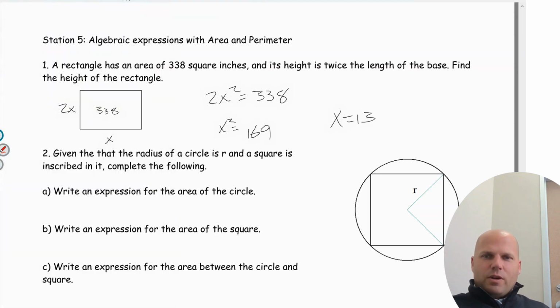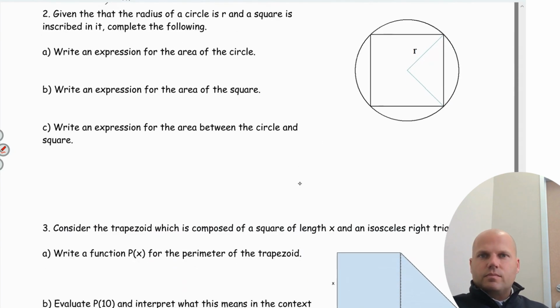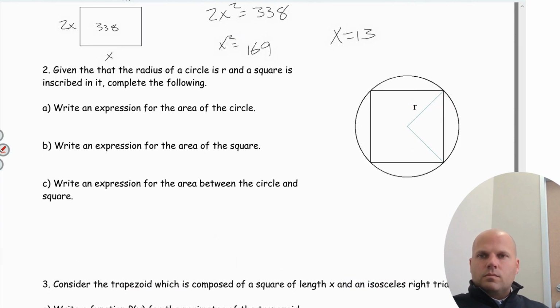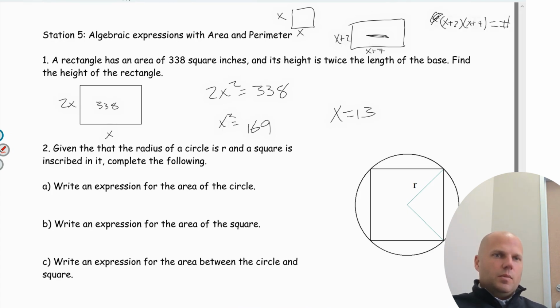I also like it when we're adding and then you have to distribute. So see if you can be ready for that. I like it when we start with a square and then add 7 or something, and that area is some new number, and you had to do x plus 2 times x plus 7 equals the number.